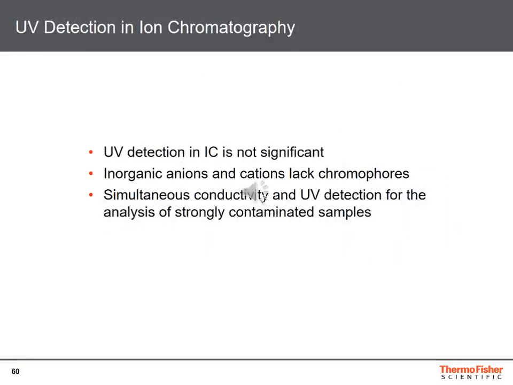With the next slide, let us quickly review UV detection for ion chromatography. In ion chromatography, UV detection is not as significant as it is for conventional reversed phase chromatography. The reason for that is very simple. Most of the inorganic anions and cations do not have any chromophores. However, when analyzing strongly contaminated samples, many people are using UV detection in combination with suppressed conductivity detection.